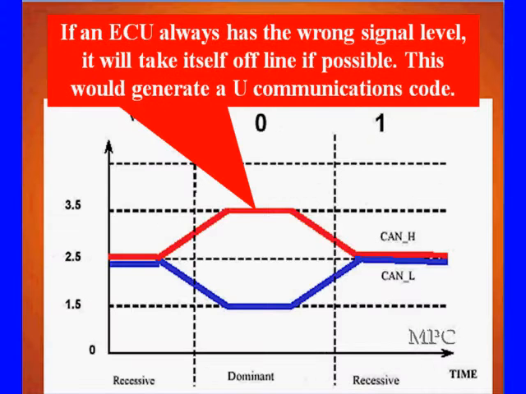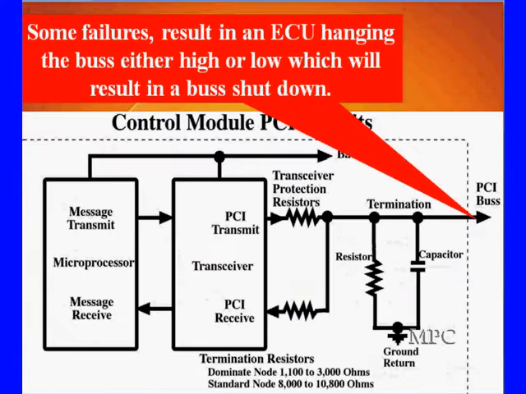Now, if an ECU always has the wrong signal level, if it's always wrong, it'll take itself offline, if possible. And this will usually generate a U code because it will not be able to communicate with other modules. So as you can see, failures like this result in the ECU hanging the bus high or low. It's going to shut the whole bus down. So we've got different classes of failure. We've got one module that identifies that it can't talk, takes itself offline, quits talking. The other modules set a U code.